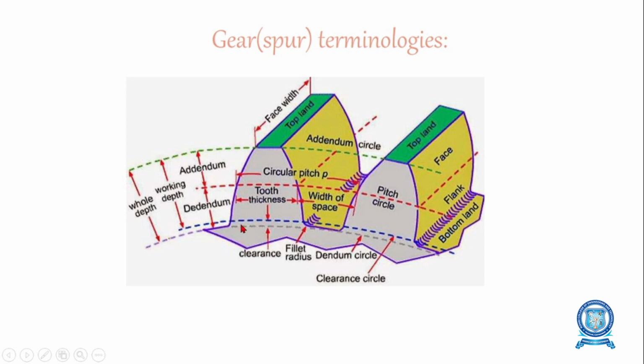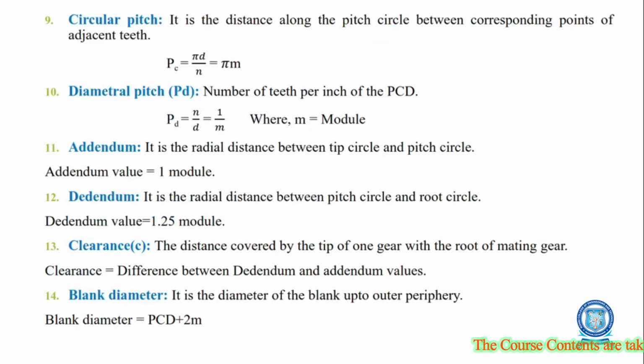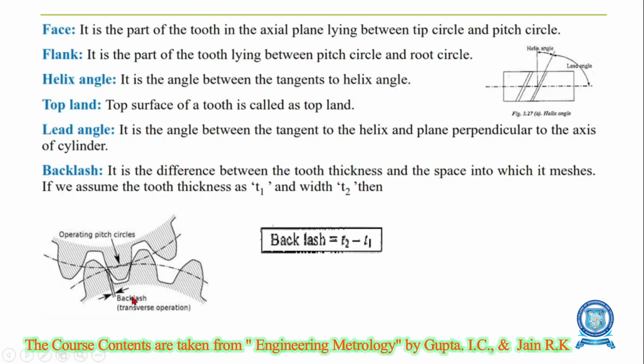Next one is blank diameter. It is the diameter of the blank up to the outer periphery. Blank diameter is equal to pitch circle diameter PCD plus 2 into module. That is called blank diameter.